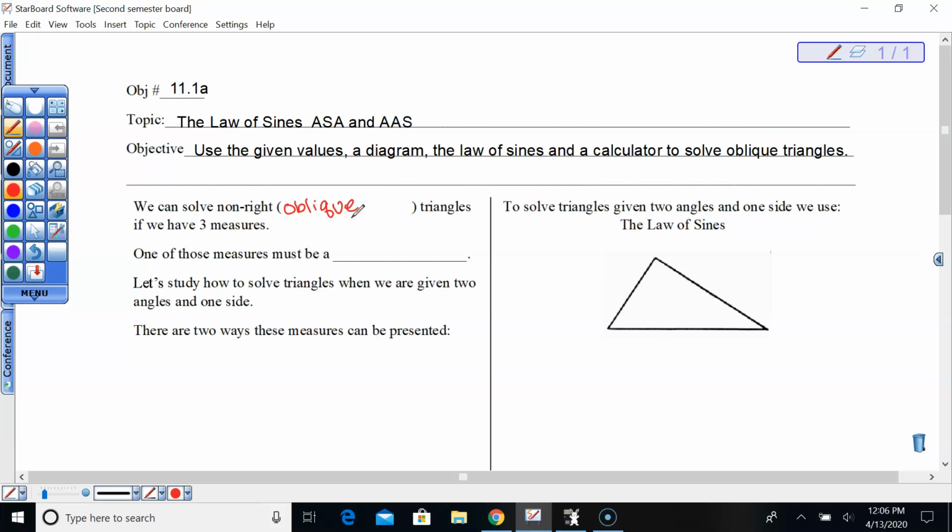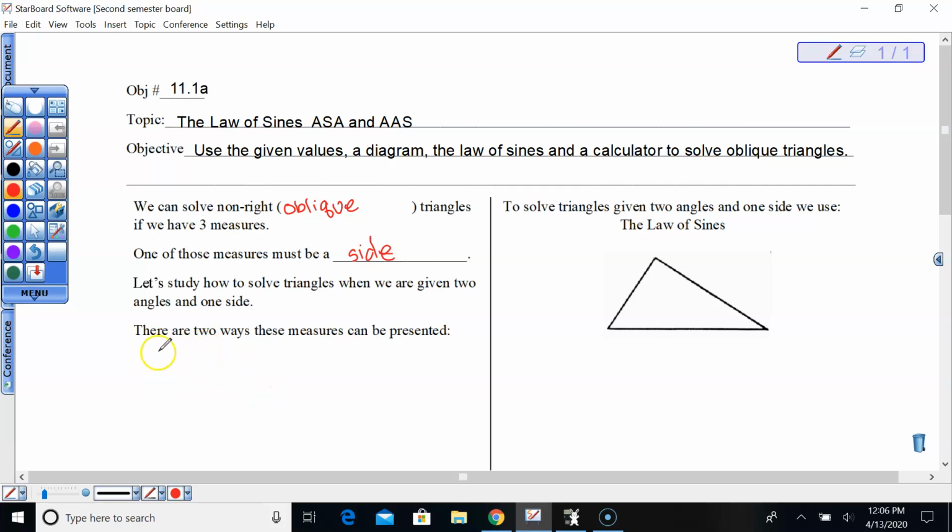If we have three measures, as long as one of those measures is a side. All three measures could be a side, actually, but when that's the case, then we have to go to our calculator to find some values. Anyway, we're going to study how to solve triangles when we're given two angles and one side, so that's our focus for today.